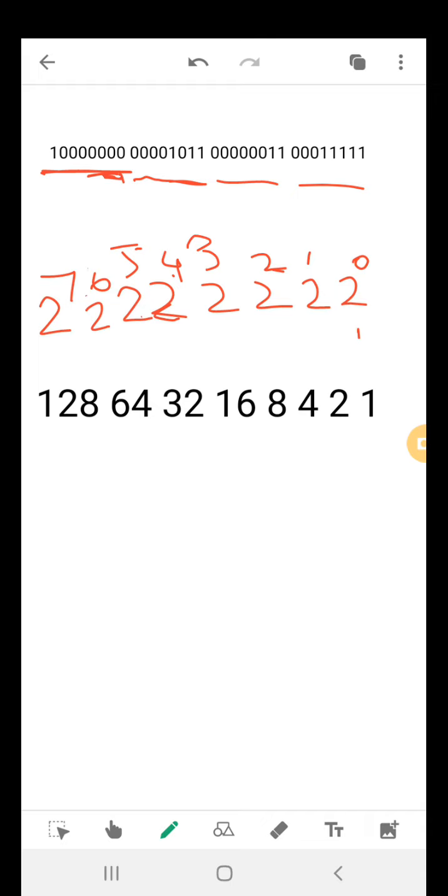Now these, as I said, are the multiples, and if all the bit values are 1, then you simply have to add all these multiple values, that is 128 plus 64 plus 32 plus 16 plus 8 plus 4 plus 2 plus 1, which will be equal to 256, right?